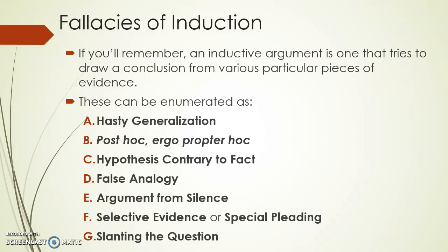E, argument from silence. This is actually also a common fallacy, where we simply conclude from the silence of an author or of a person something that is unwarranted. So, for example, an author never mentions having a husband or children. So we conclude that she was never married and never had children. We don't know, actually. She could very well have had a husband and had children, but she just never wrote about them, or never mentioned them, or the writings about them maybe were lost. So this is something that we cannot conclude.